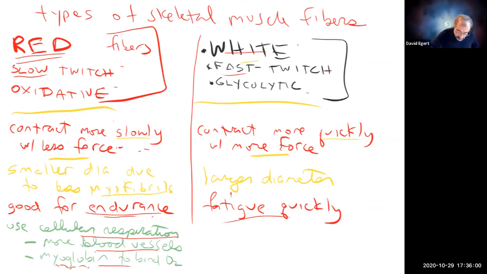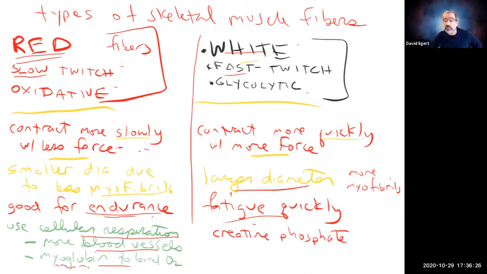The white muscles are optimized for anaerobic respiration. Because they are larger diameter, they have more myofibrils. They're going to need a lot more ATP right now, which means they're going to use the anaerobic pathways. These are going to have creatine phosphate, so they can do that phosphagen system. They're going to have glycogen granules.